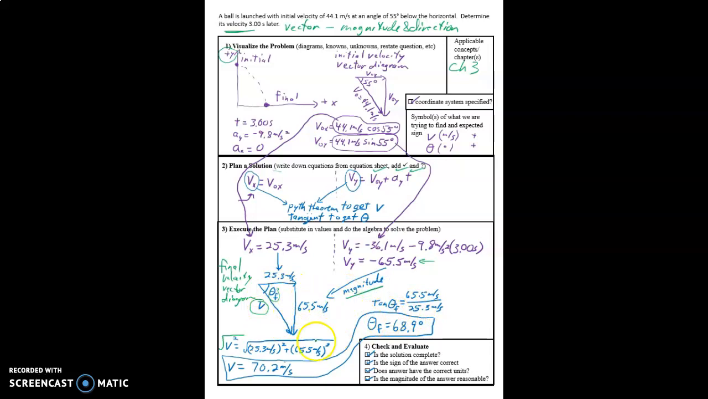When I'm doing my tangent and my Pythagorean theorem, I only need the magnitudes. I already know which direction it is. It's going to be going diagonally down to the right. That's the general direction. Specifically, I do need to calculate it. It comes out to 68.9 degrees.